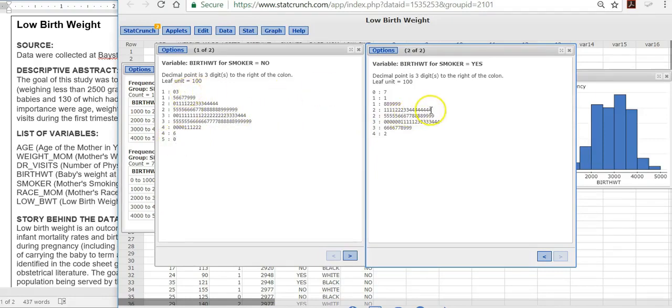And in both of these, it used split stems. So it's giving us the same classes as we had in the histograms. They're going with a class width of 500. So for example, this stem goes from 2000 up to 2499. And this one goes from 2500 up to 2999.